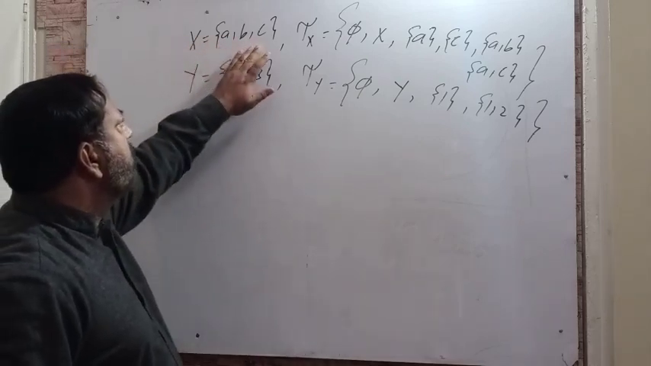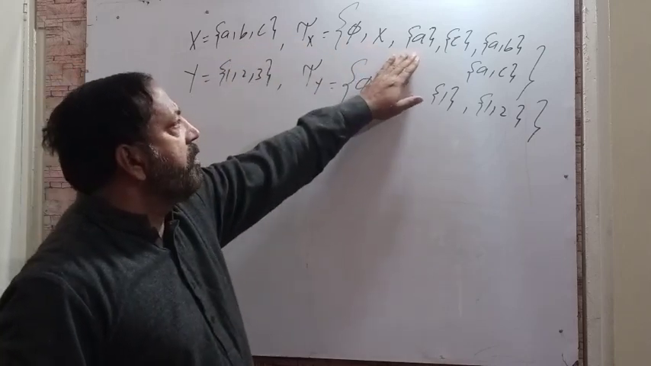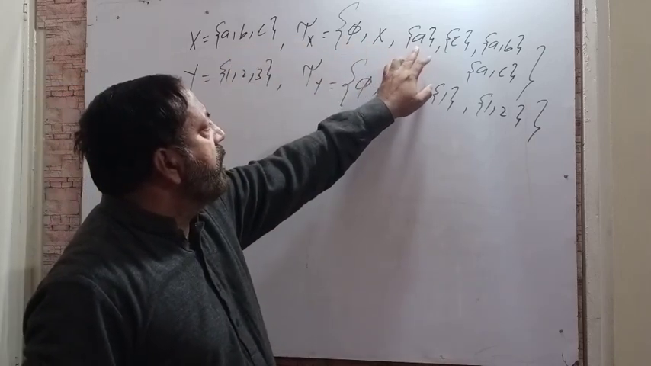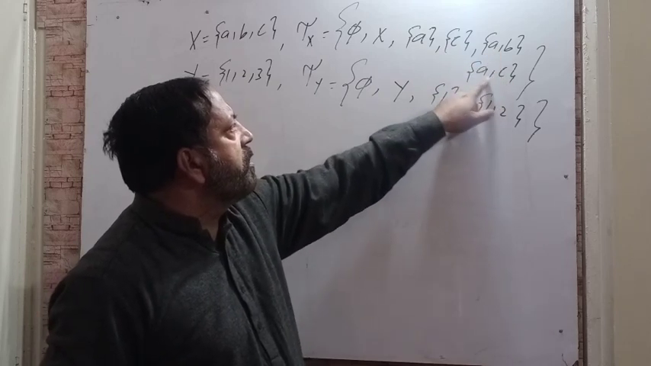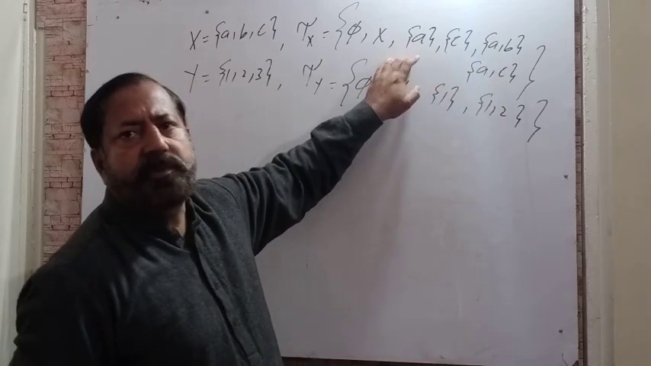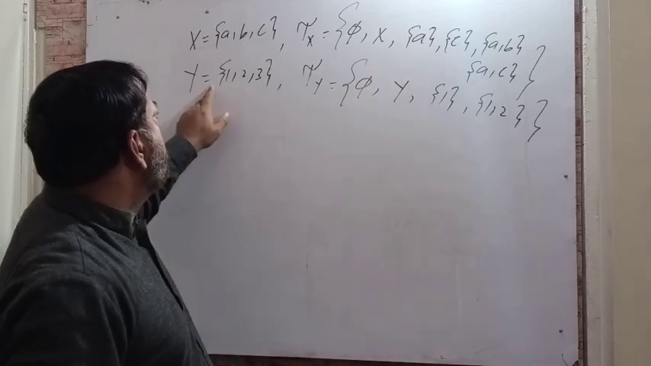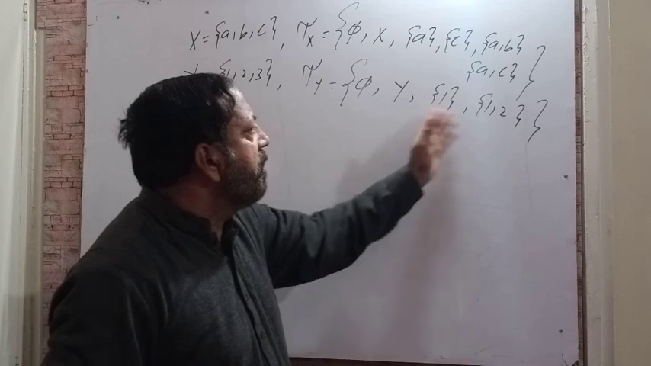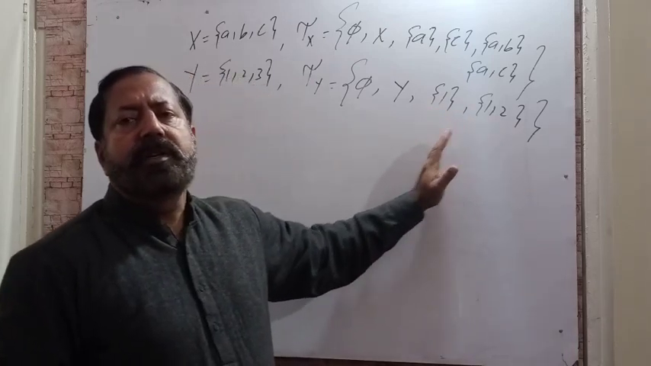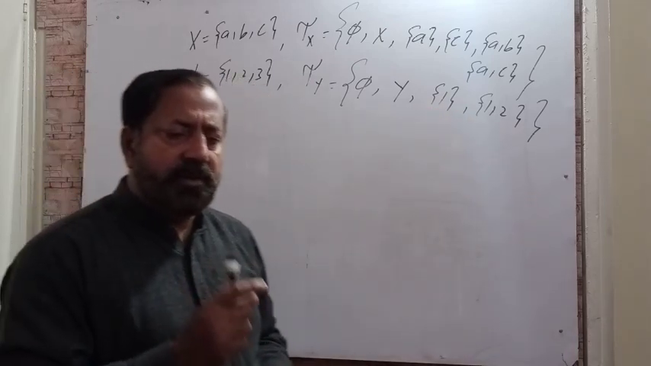Say X = {a, b, c} and τ_X is a topology. You can check that the union of {a} and {c} is here, and the intersection of this and this is equal to {a}, which is here. Yes, this is a topology, right? And also Y = {1, 2, 3}, with φ, Y, {1}, and {1, 2}. Yes, it is a topology. So I have two topologies.